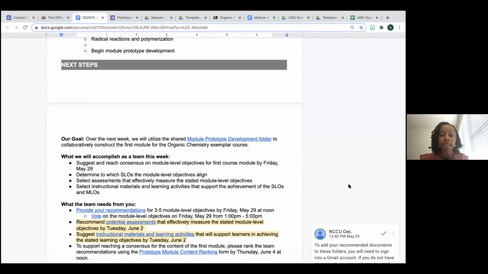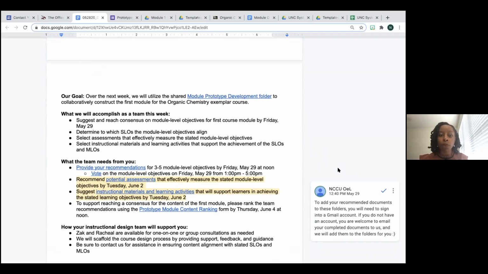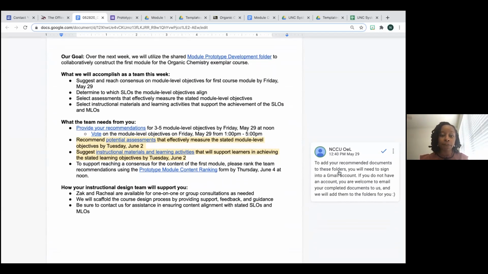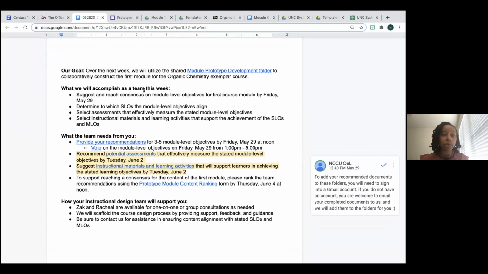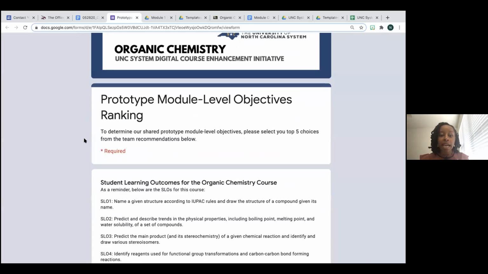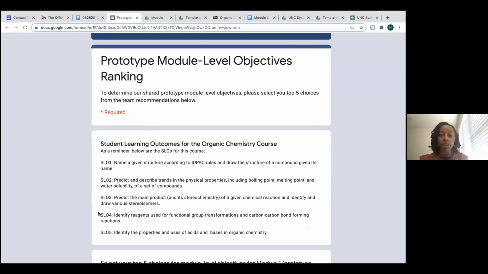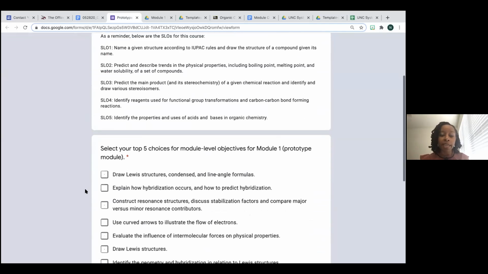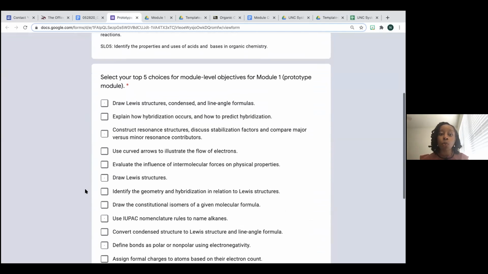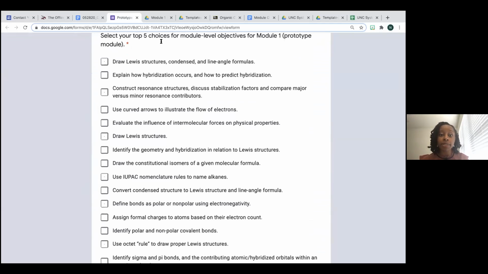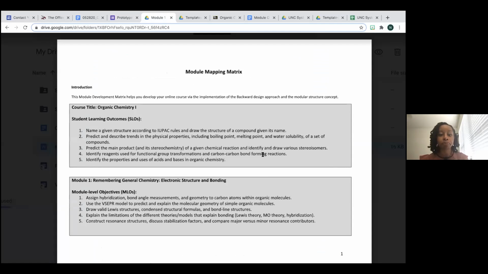At the end of each meeting, we identified the next steps, what our goals were for our team, as well as what our individual faculty experts had the responsibility of fulfilling, and how their instructional design support team was there to assist them. We created a prototype module as our first module and collaboratively developed that. In doing so, we reminded each other of the SLOs for the course that were decided upon by the group, as well as provided individuals opportunities to suggest what the module level objectives should be. We then democratically voted on those MLOs, and together we created the first module.